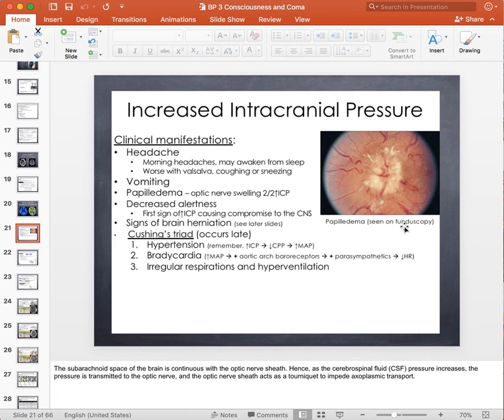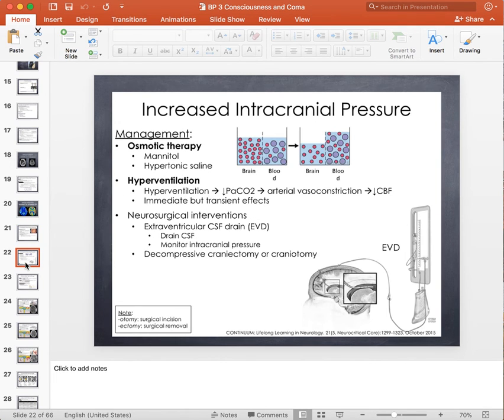Cushing's triad, this has got to be a Step 2 question. For sure. Yeah, this is Step money right here.